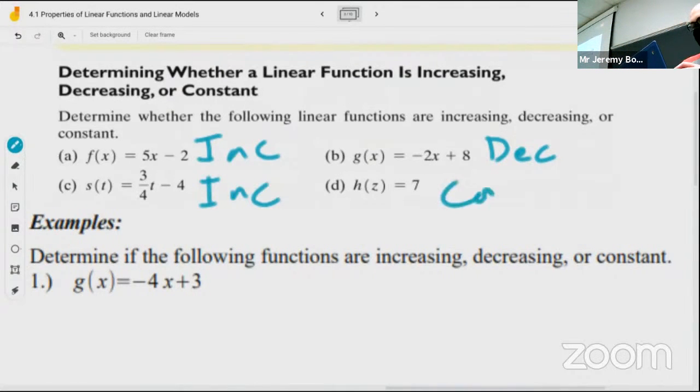Now it's going to be constant. It is a horizontal line. You can think of it as 0x plus 7, and so the slope is 0. That's a constant function.